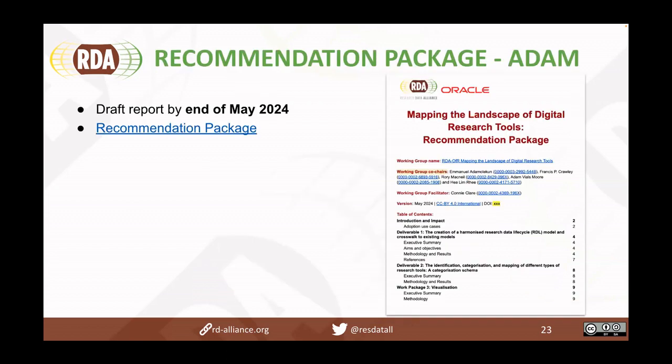Okay, so what we're doing in the final bit is building up a recommendation package. So we'll be talking about both the actual thing that we have done, this work in producing that harmonized RDL, the way that we have got that information into those various spreadsheets and the information contained within there, and then that final categorization, the stages, the sub-stages, the exemplar tools for those.